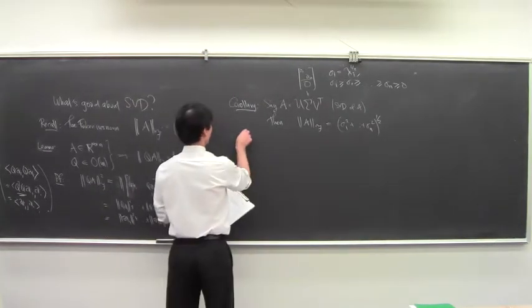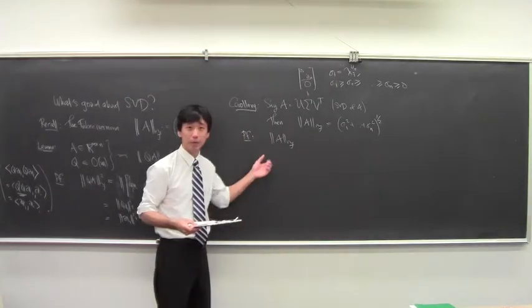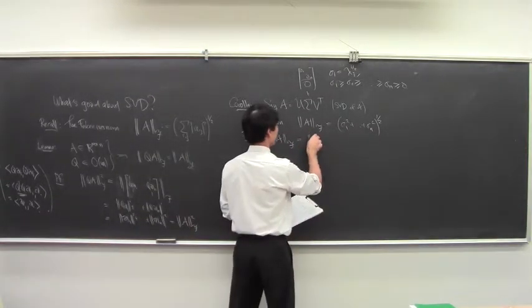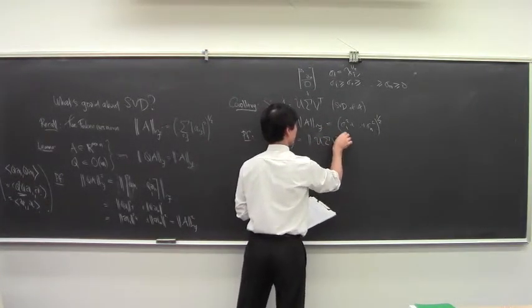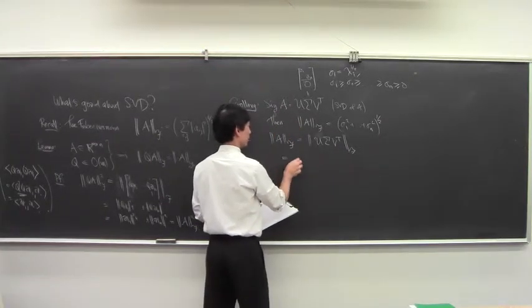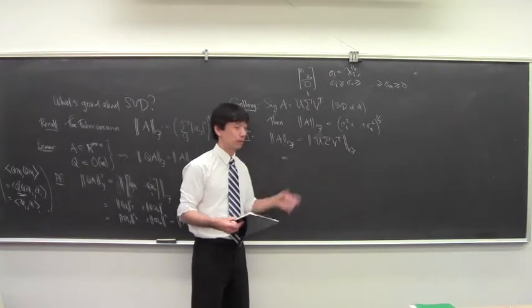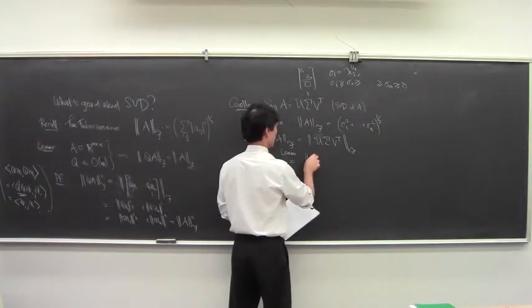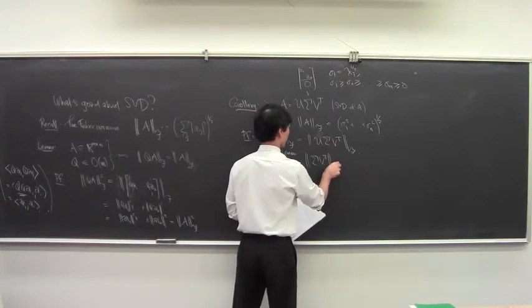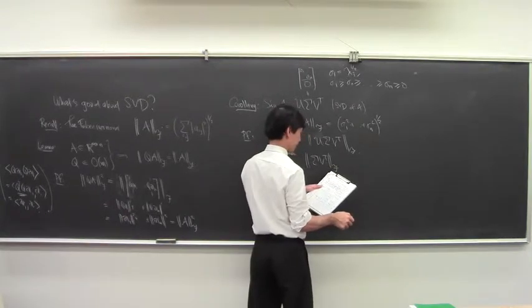Okay, and the proof is pretty simple. If we look at the Frobenius norm of the matrix, we use the singular value decomposition. Well, this is going to be U sigma V transpose. And then by the previous lemma, it's okay to get rid of this orthogonal matrix. So by the lemma, we know that we can get rid of that U.